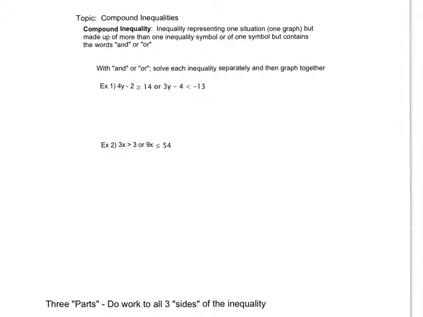So if I look at example 1, I have 4y minus 2 is greater than or equal to 14, or 3y minus 4 is less than negative 13. So when I solve for my region of y values, they're going to work for either one of those inequalities. So I'm going to solve each one separately. I'm going to solve the left one first by adding 2 to each side of the inequality symbol, and I get 4y is greater than or equal to 16. I divide by 4, and I get y is greater than or equal to 4.